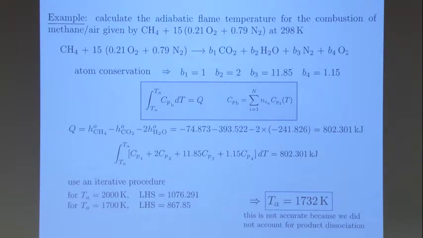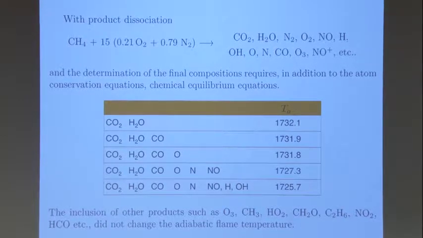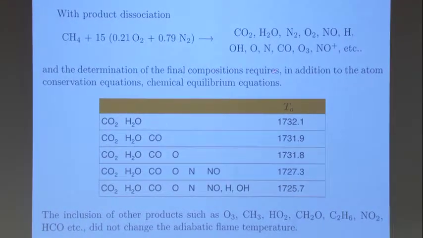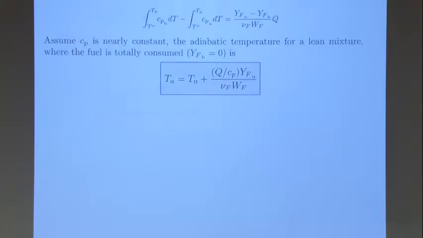Okay, so this is the way to compute the adiabatic temperature, but this is not quite accurate, actually. In reality, you will usually find that the adiabatic temperature is lower than this. The reason is that we didn't account for any product dissociation. Today, there are different software packages that you can find to compute these things with more accuracy. This is just an example where I have added some of the species dissociation. You see, if you just add CO, it lowers a little bit. If you also add CO and O, it lowers a little more, and so on. If you include all these species, then it's approximately 1725 instead of 1732, which is more or less the correct value. So anyway, I just wanted to briefly go through this for clarity.